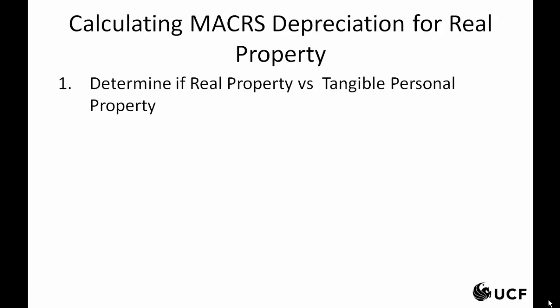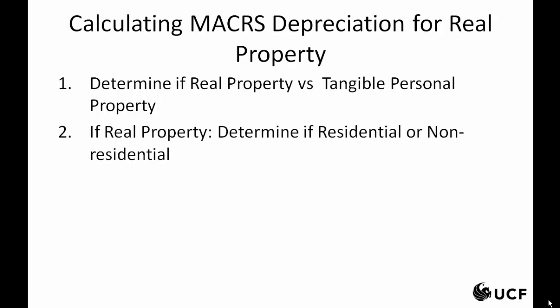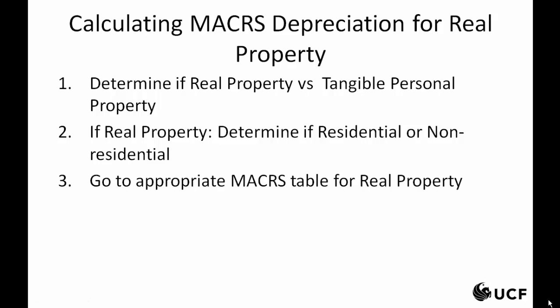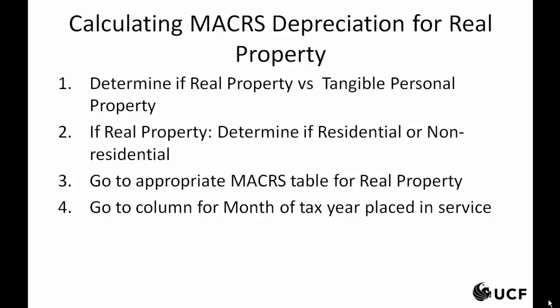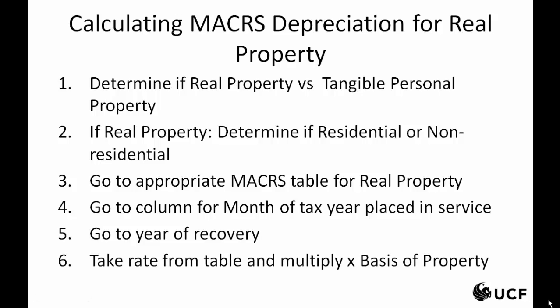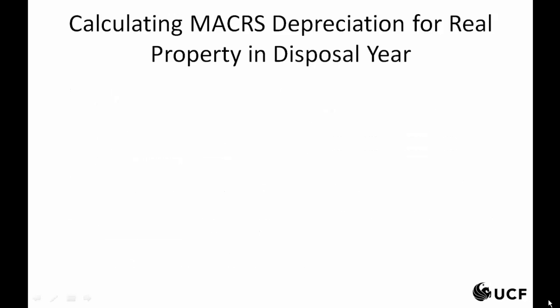First thing we're going to do is determine if it's real property or tangible personal property. If it's real property, we're going to determine if it is residential or non-residential. That will tell us what appropriate table to go to within the real property tables, residential or non-residential. Once we get to the appropriate table, you're going to go to the column for the month in the tax year that it was placed in service. Then go to the year of recovery. Then take the rate from the table for the month it was placed in service and the year of recovery, and multiply that rate times the basis of the property.